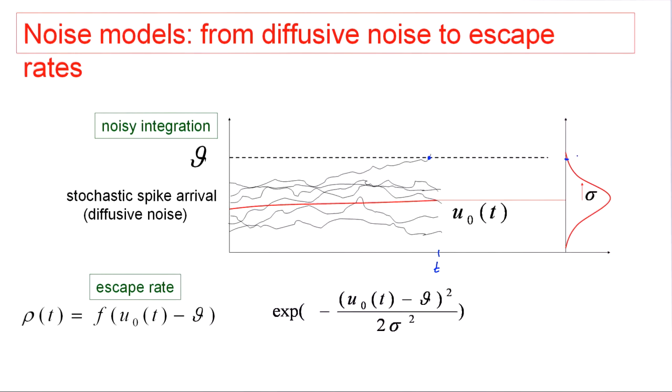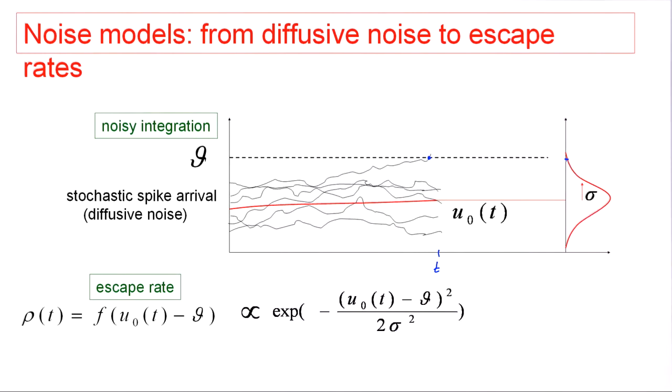So why not write down an escape rate where we say the distribution is a Gaussian and the rate of crossing the threshold is proportional to the density at threshold. So we compare the value at threshold with u0, that's this difference, normalized by the width of the distribution. That would give this density.